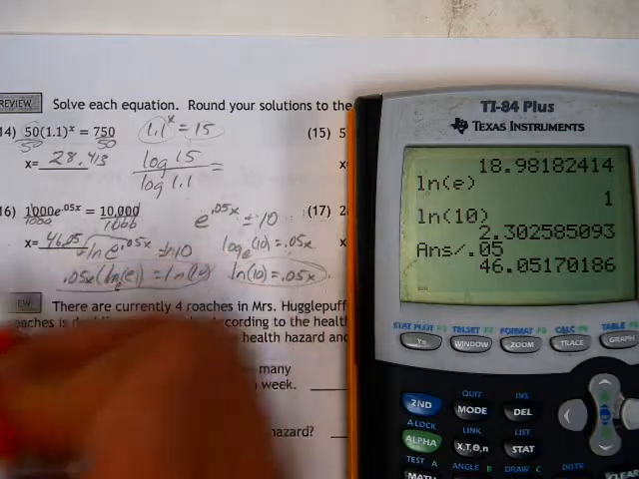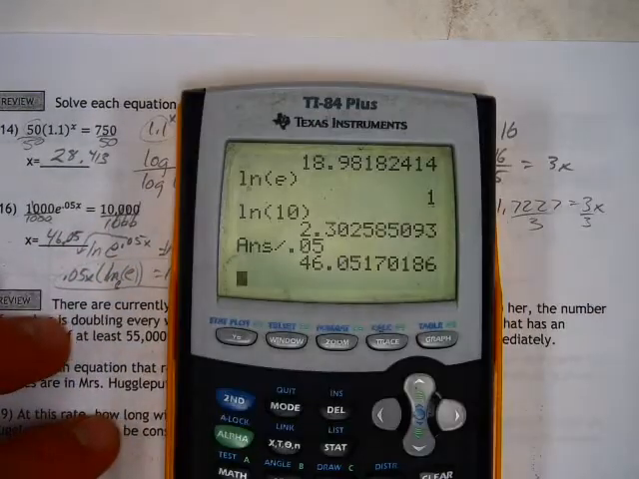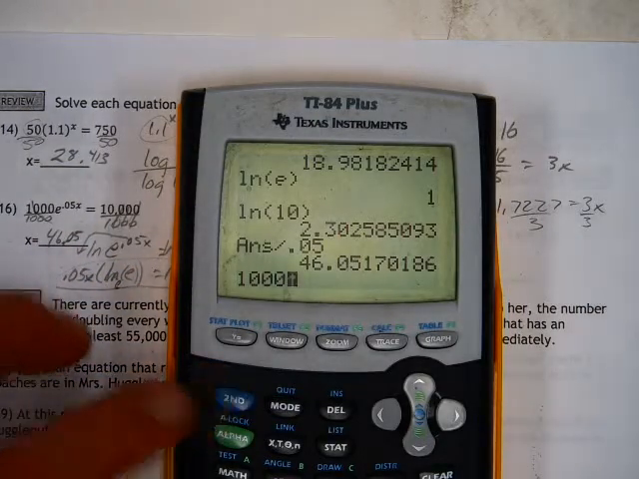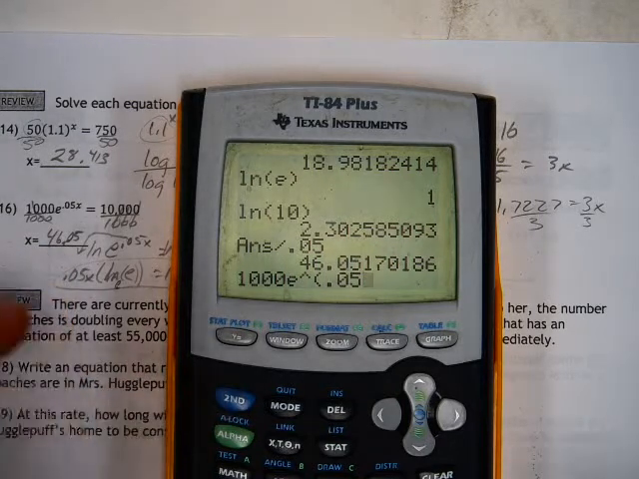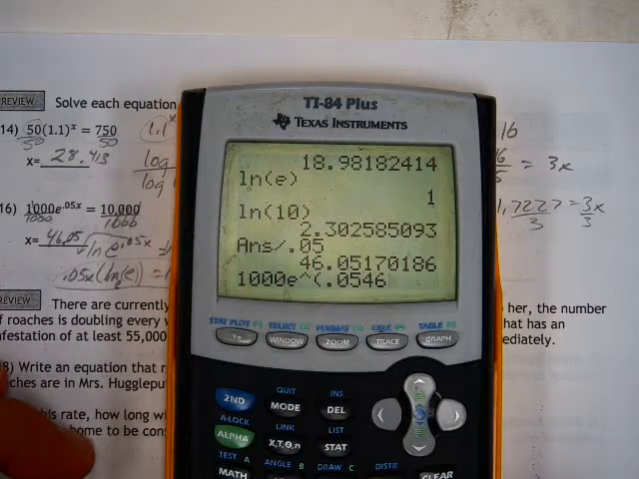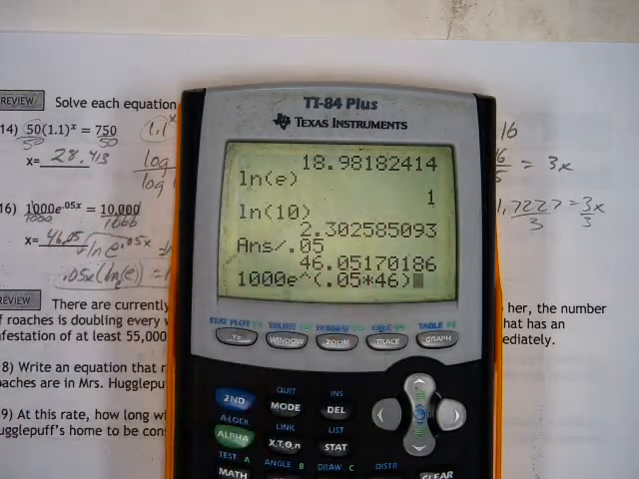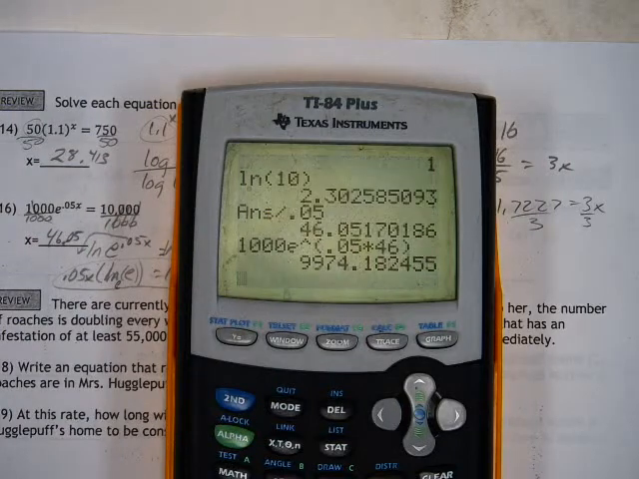And you get 46.05. And to test that, do 1,000 times e to the x times 0.05 times 46. Now that's, oops, times 46. It's a rough approximation, you're rounding, but that should give us around 10,000. And you see it's 25 off.